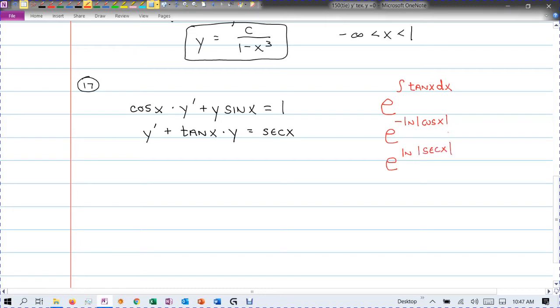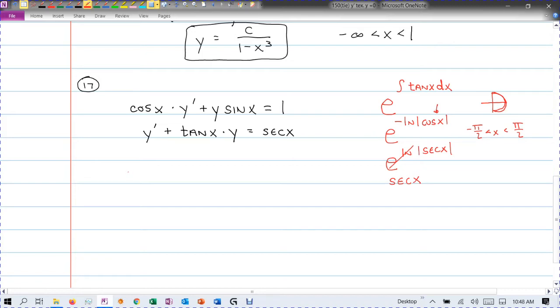And this right here is only going to be valid when cosine is positive. So if we look at the unit circle, cosine is only positive when we're in the first or fourth quadrant. So our x would have to be restricted between pi over 2 and negative pi over 2 for this to be valid, for us to be able to drop that absolute value. So these will cancel, the absolute value will drop, and we'll just get secant x. Okay, so that's our integrating factor.